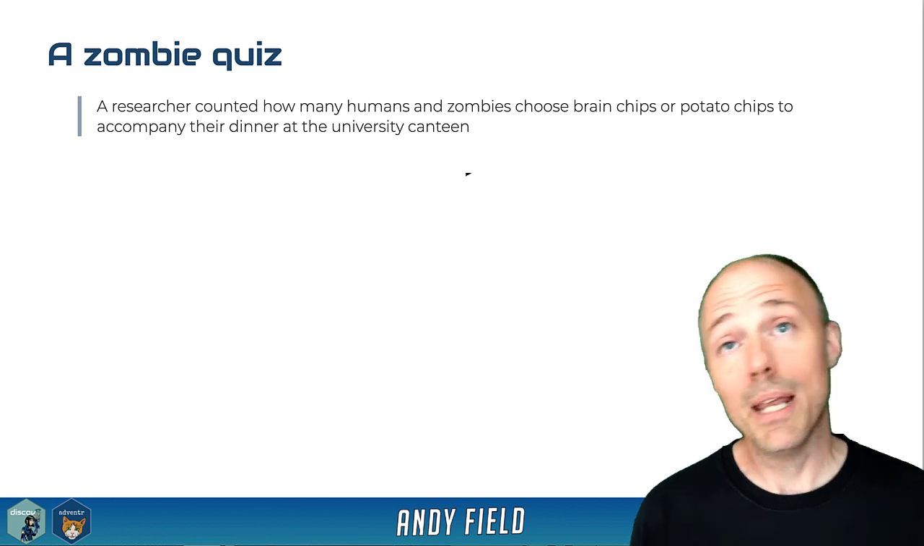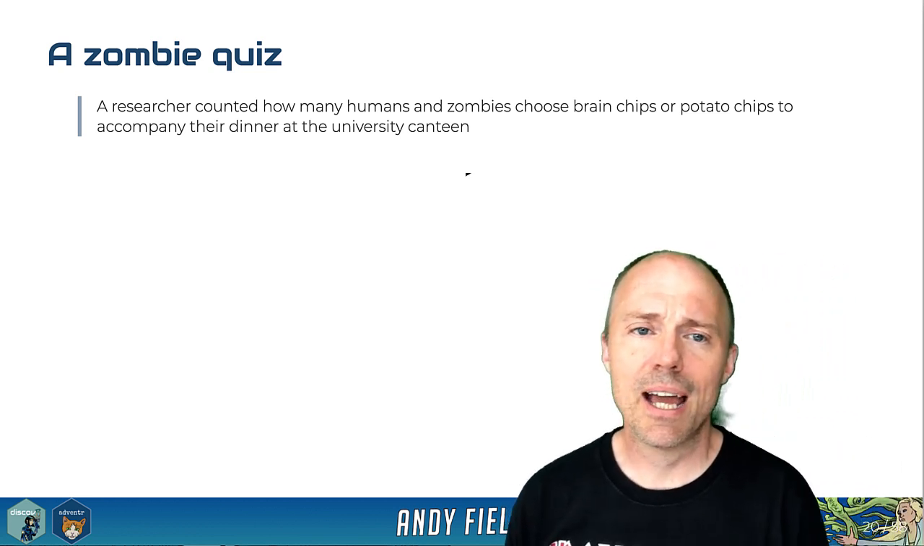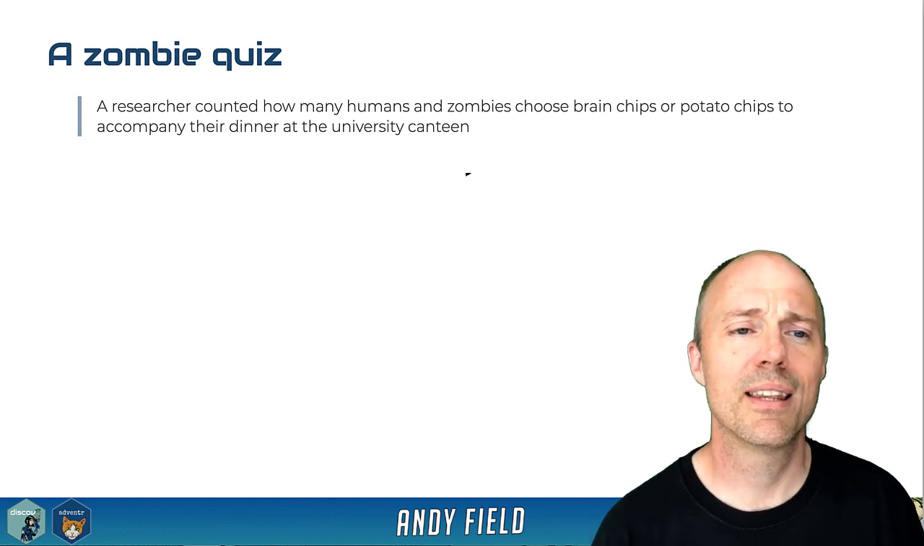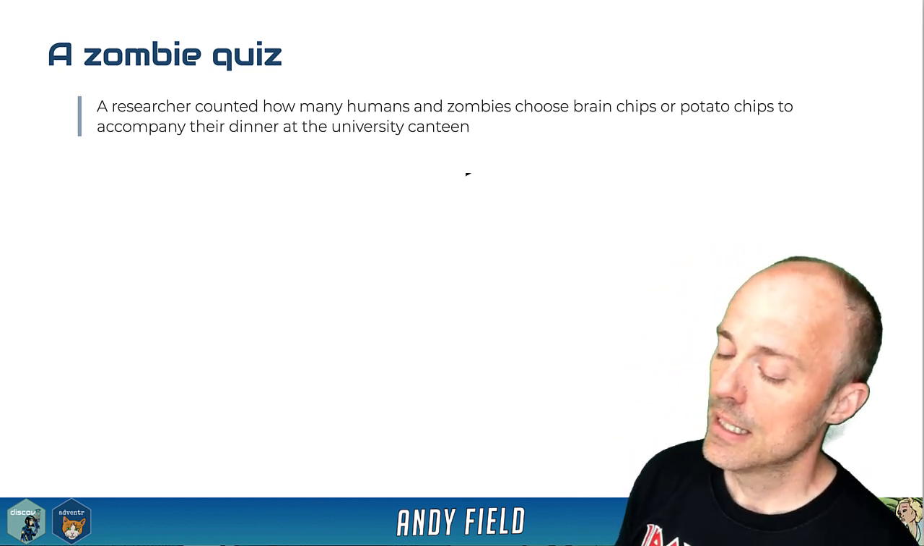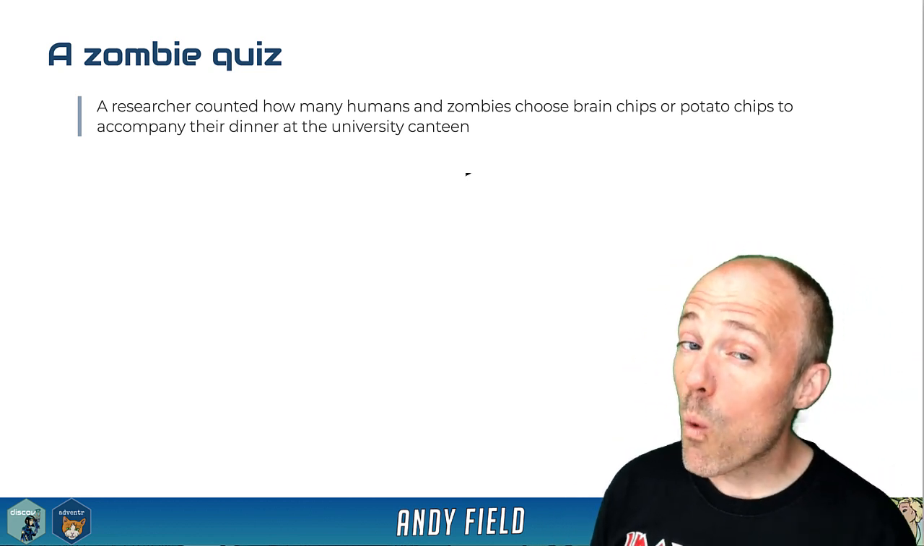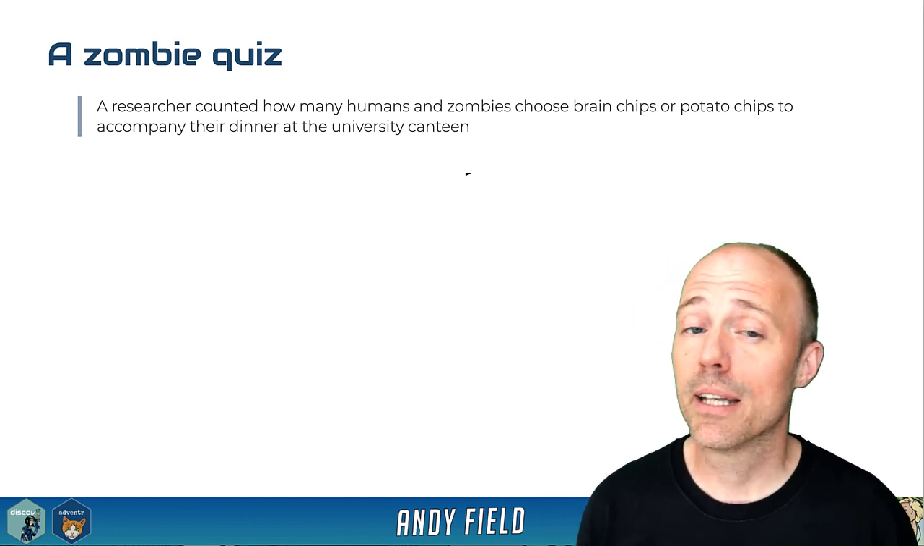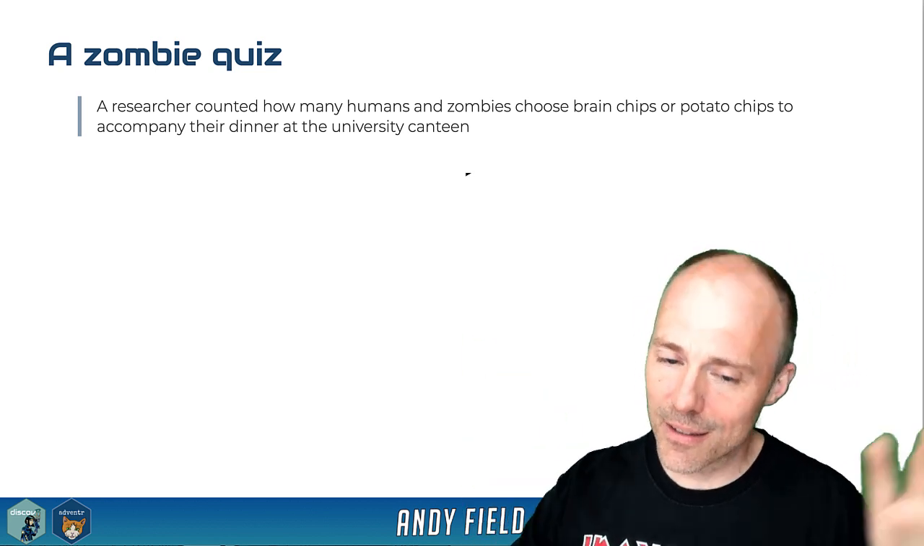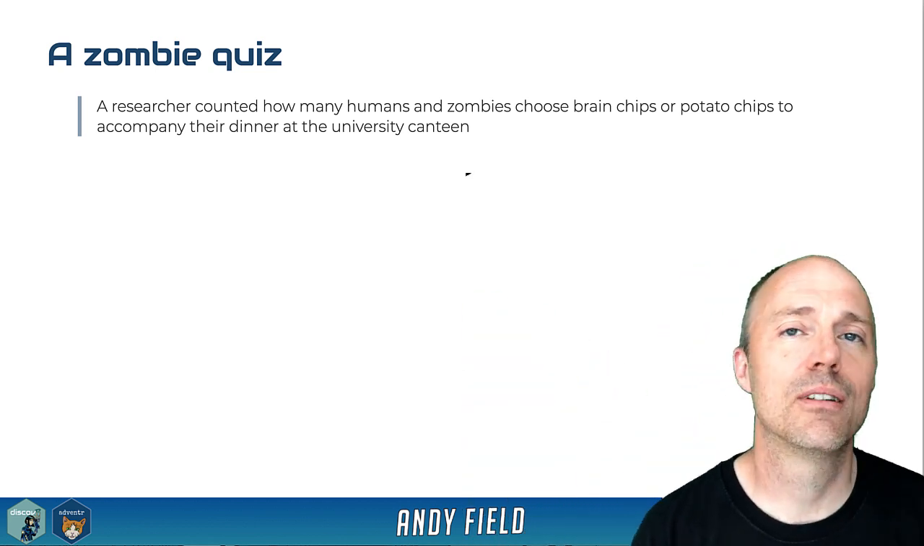So a researcher, me, I counted how many humans and zombies chose brain chips or potato chips to accompany their dinner at the university canteen. Now, I've been here a long time, so I'm well versed at accurately predicting whether someone is a zombie or a human. So I can categorize faculty members as human or zombie.